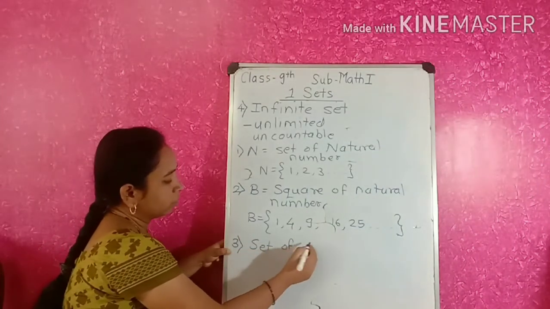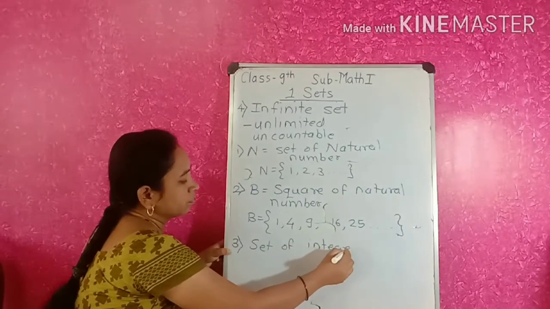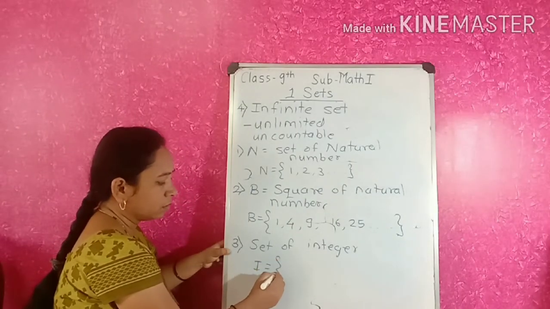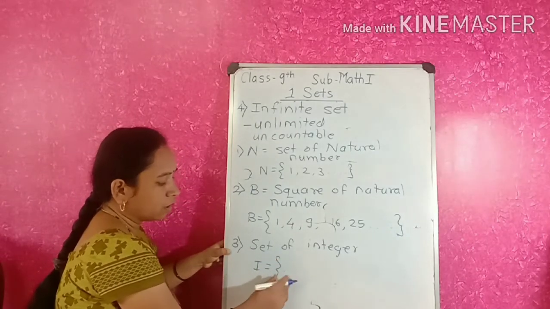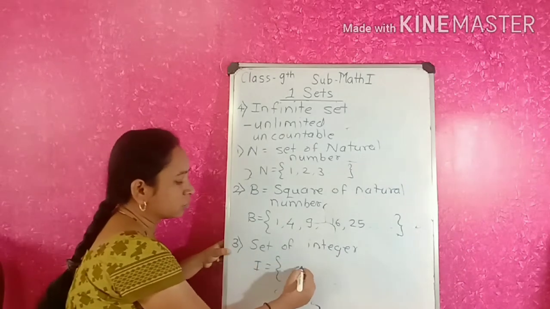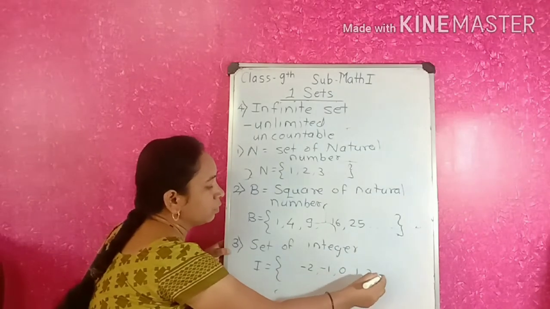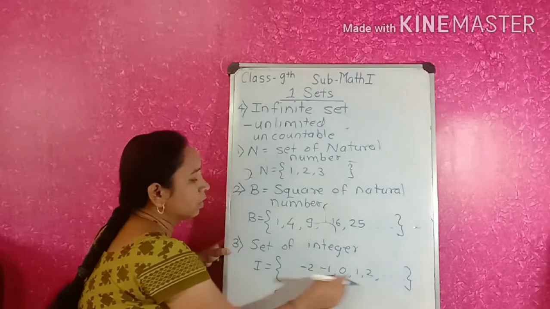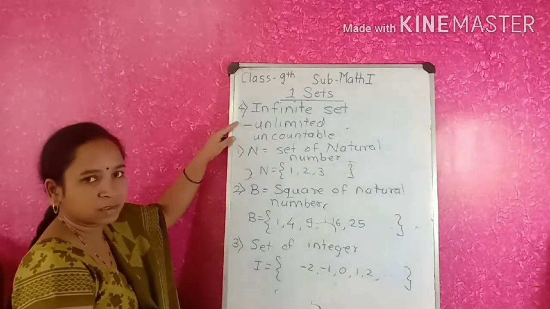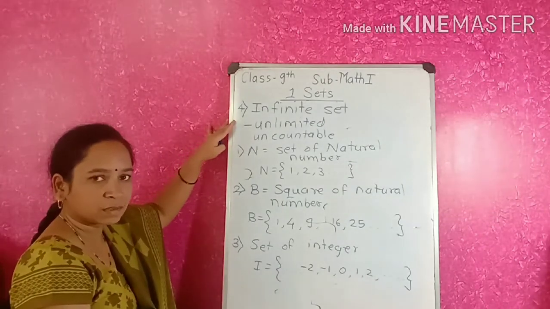Third example, set of integers, I. It doesn't have an end. It is unlimited from both sides. So -2, -1, 0, 1, 2. From both ends, these are uncountable. So it is called an infinite set. So all these examples are of an infinite set.